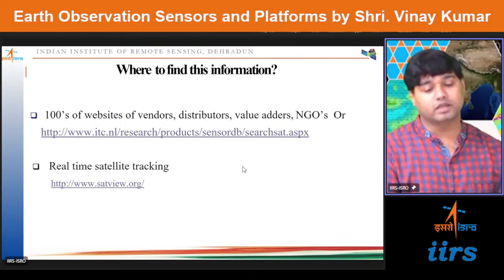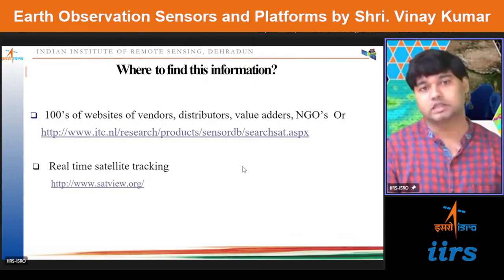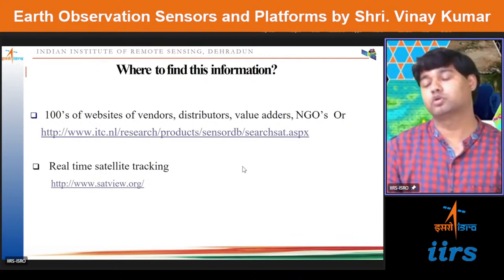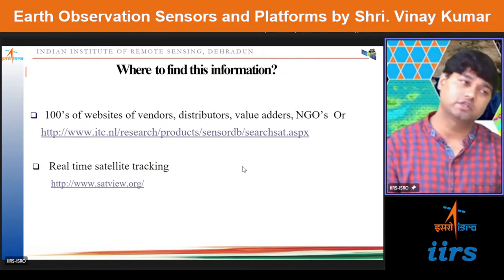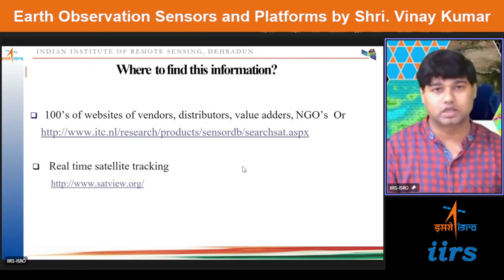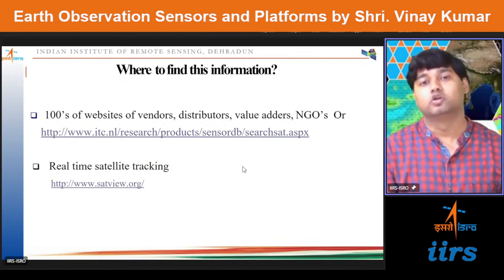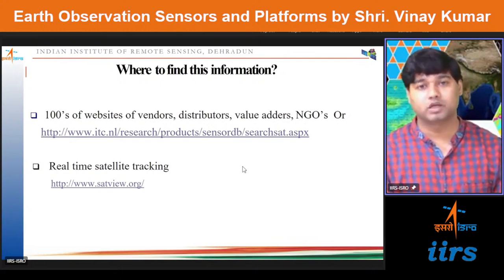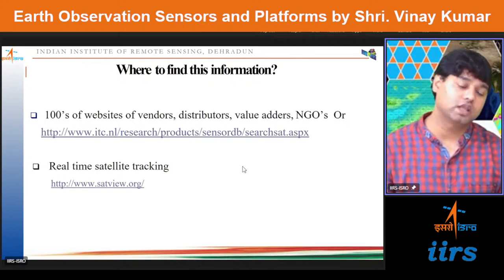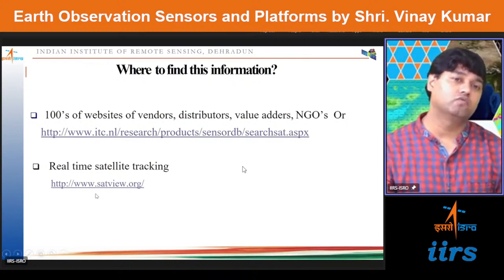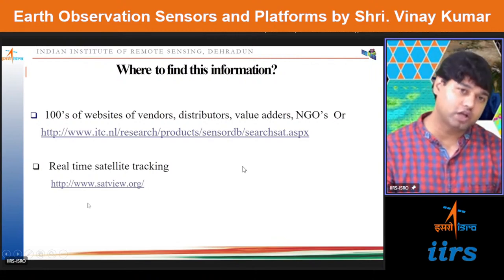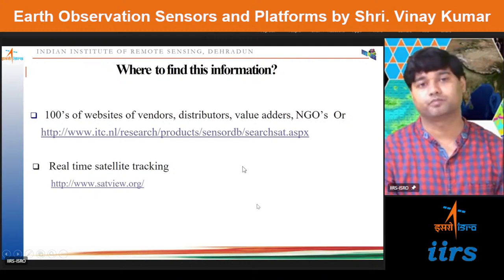So where to find this information? ITC Netherlands has prepared a database for satellite sensors. So whatever satellites are launched, completed its lifetime, stopped working, and which is going to be launched in future, many of the satellite details are placed in this website. You can visit that. In this website, you can see how to track the real-time tracking of the satellite. You can go through this link and you can see.